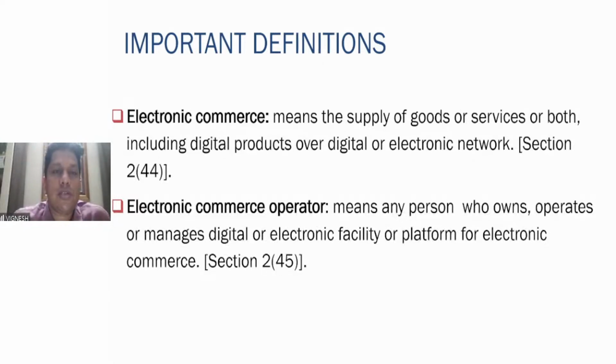Then subsection 45 defines the term electronic commerce operator, which is nothing but a person who owns, operates, or manages whichever platform it is. Like Swiggy is operated by Swiggy, Uber is operated by Uber. So whoever is the person who owns, manages, or operates the electronic facility or platform is called an electronic commerce operator as per 2 subsection 45.